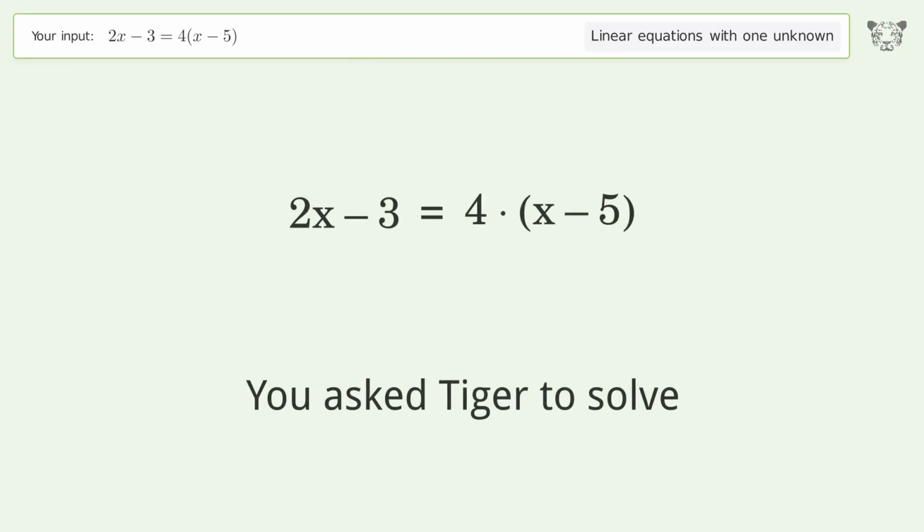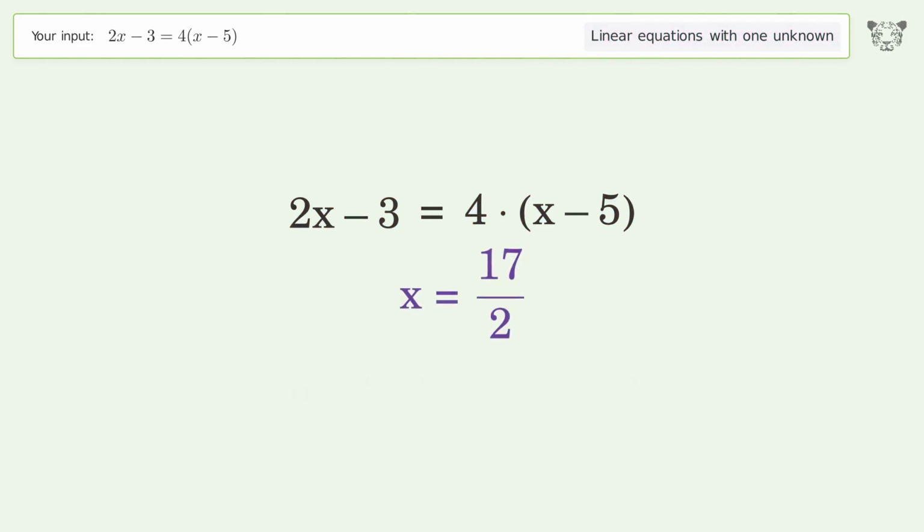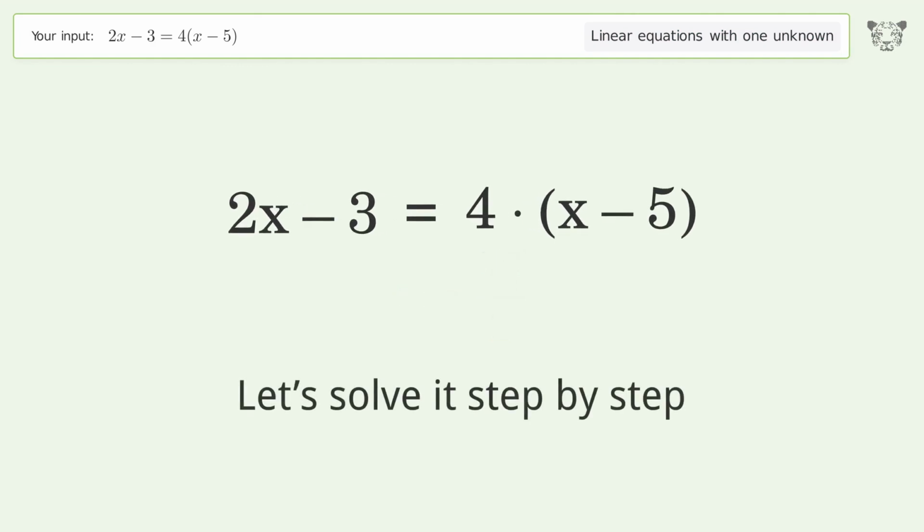You ask Tiger to solve. This deals with linear equations with one unknown. The final result is x equals 17/2. Let's solve it step by step.